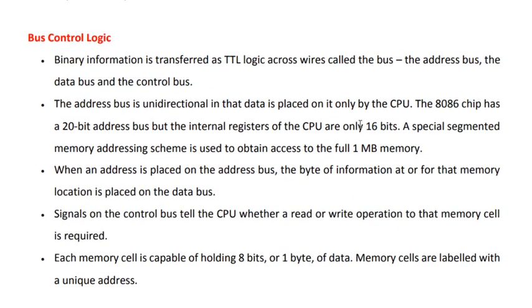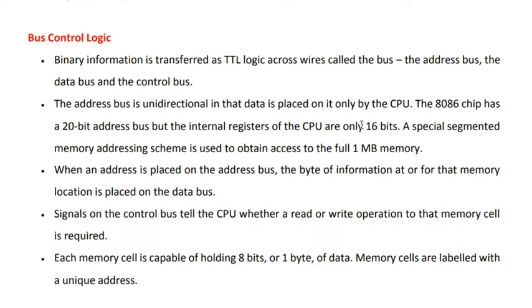Then we have the bus control logic. Now, as we all know, binary information in a computer system communicates among the various components with the help of connected wires known as buses. So there are 3 different types of buses in a microprocessor based system: the address bus, the data bus, and the control bus.